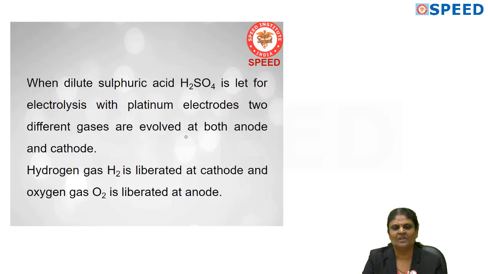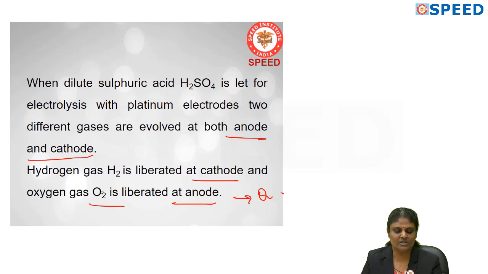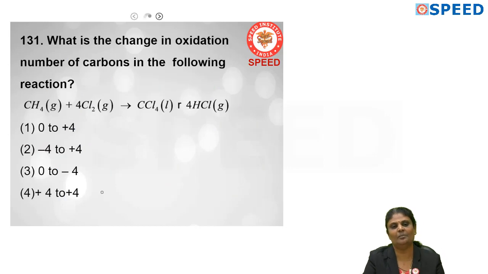Okay. So when dilute sulfuric acid, H2SO4, is put for electrolysis with platinum electrodes, two different gases are evolved at the anode and cathode. I already explained: hydrogen gas is liberated at the cathode and oxygen gas is liberated at the anode. So this is your question. So oxygen is the correct answer. This is the diagram. Okay. So what is the change in oxidation number of carbons in the following reaction? So this is a redox reaction.